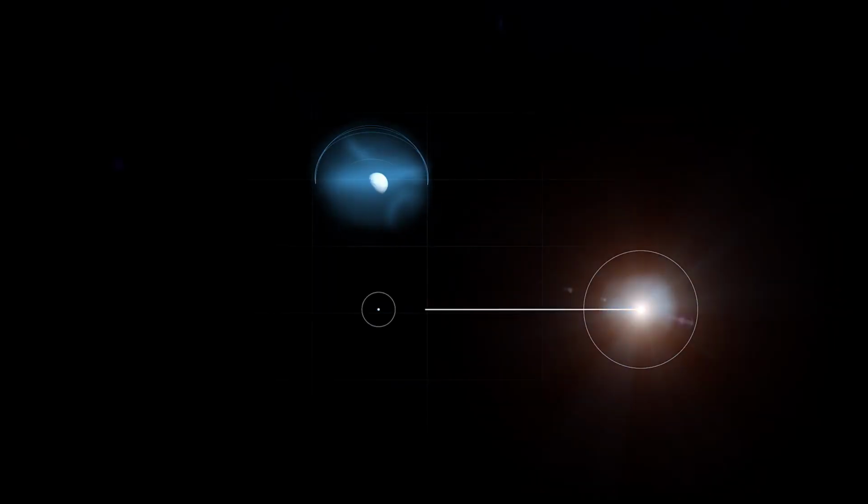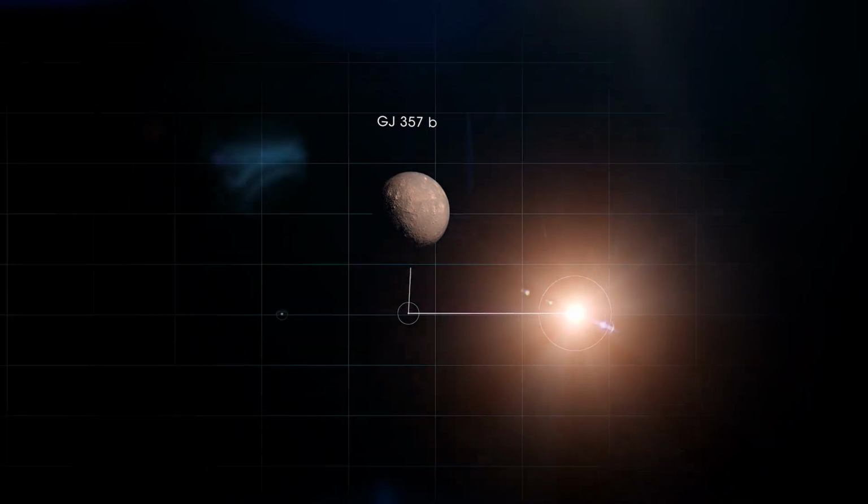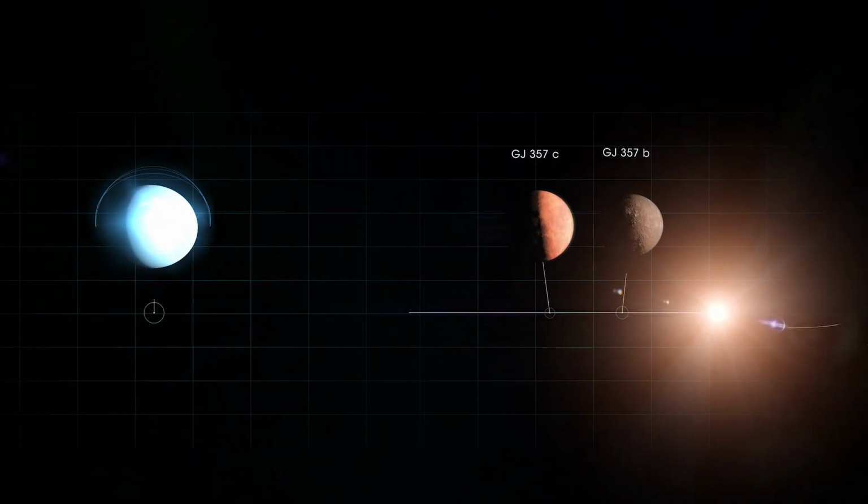How do scientists detect exoplanets? Most exoplanets are not detected by seeing them directly. They're actually found by the effects that they have on their host star. The most successful method is called the transiting method.